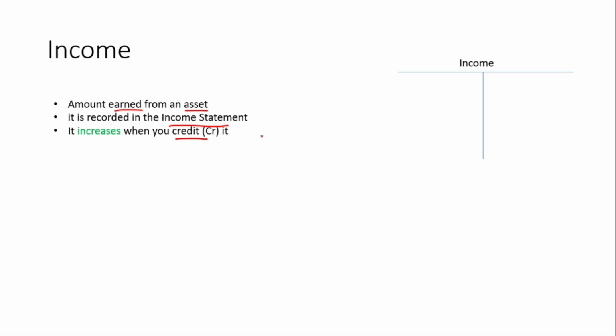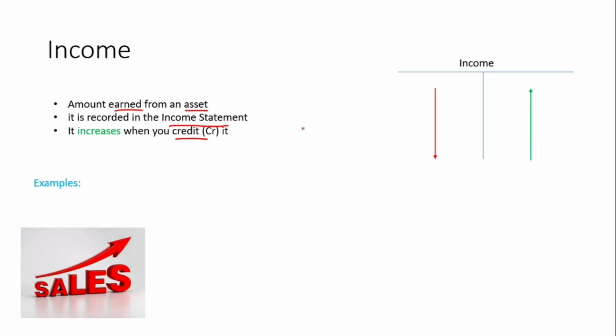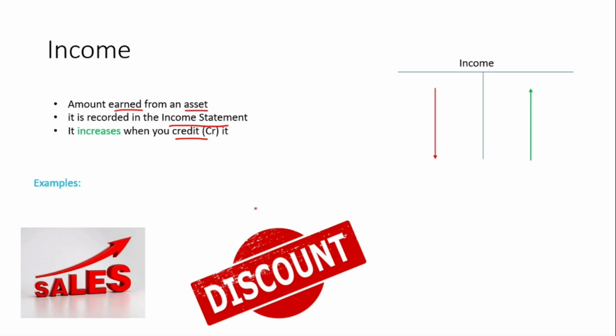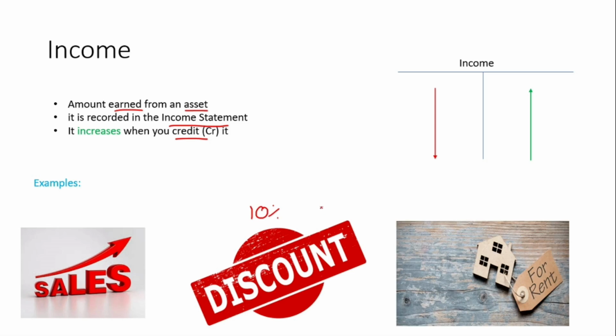So let's have an income account. By increasing it, you credit it, and by decreasing it, you debit it. Examples of income can be sales you make from a product. It can be a discount offered to you by your suppliers, let's say 10%. And there can also be money that you receive from your tenants as well, from rent.